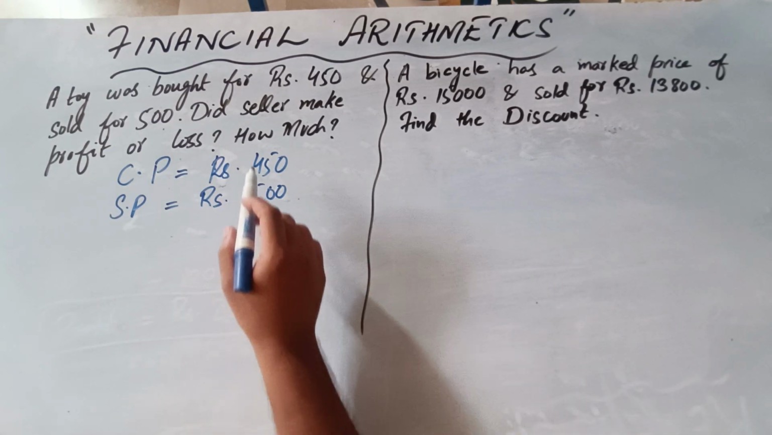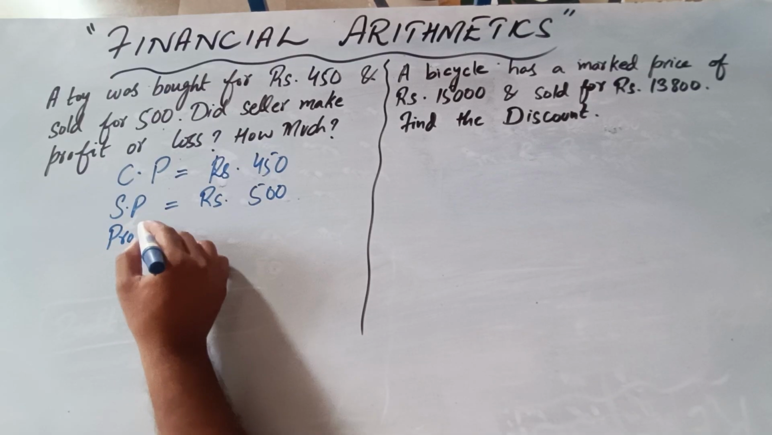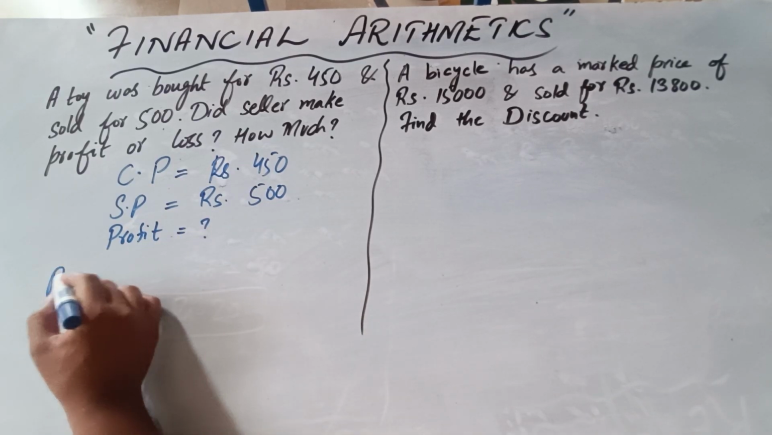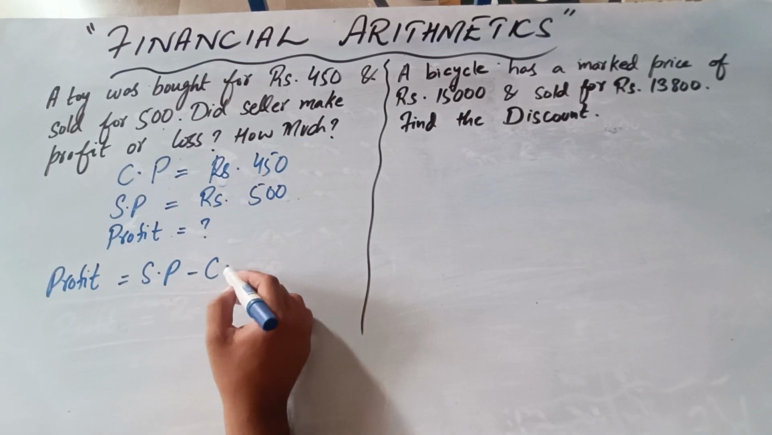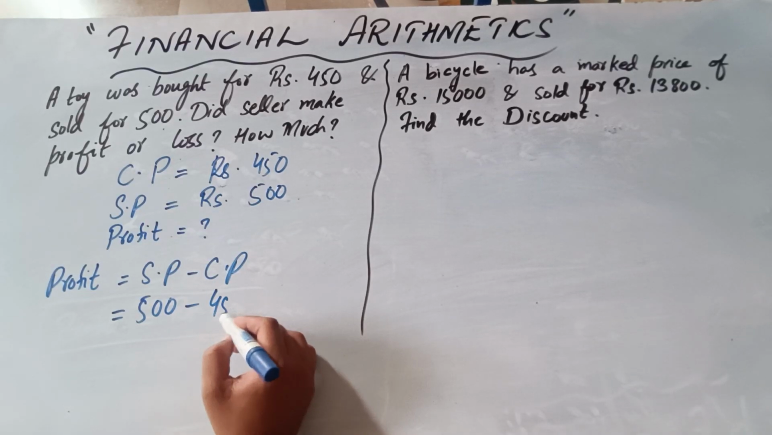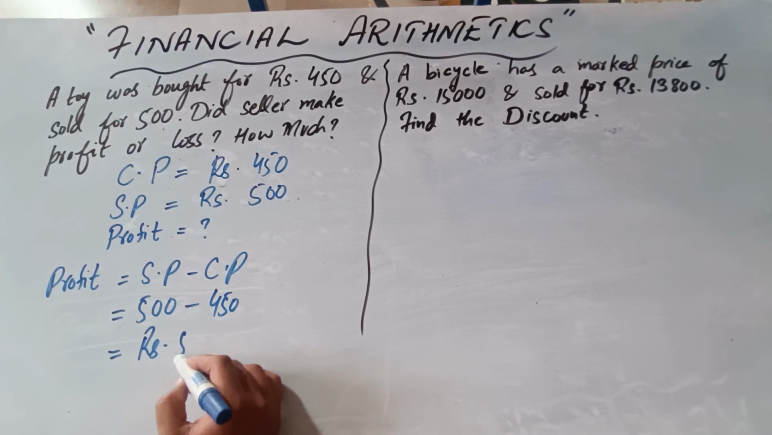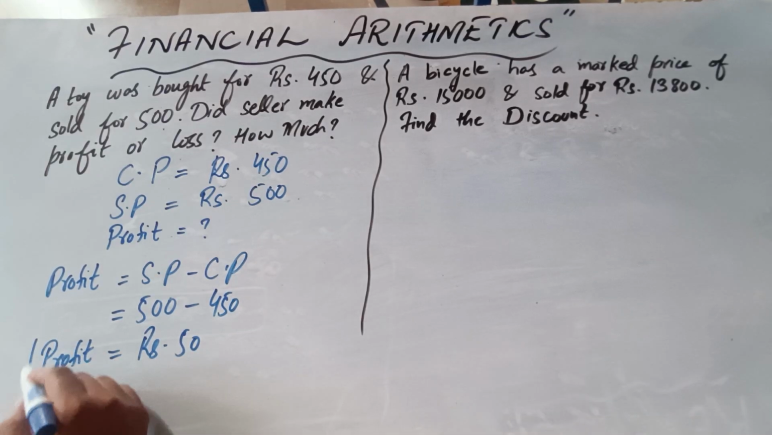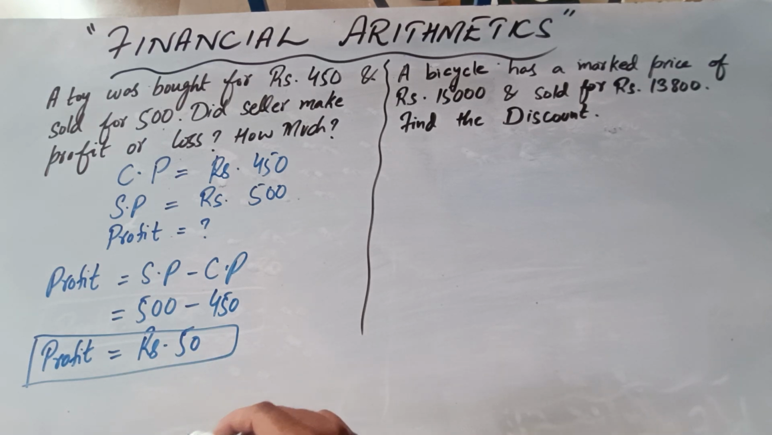So selling price is more than cost price. It means that he is getting profit. Profit of how many rupees? So profit is equal to SP minus CP. SP is rupees 500 minus cost price 450. So it means rupees 50. He is earning a profit of rupees 50. So this is how simple these problems are.